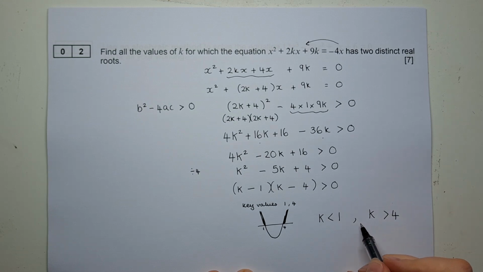Do not write the word and, because they won't like that. It can't be less than 1 and bigger than 4 at the same time. So don't write the word and. You can write the word or, that's fine.